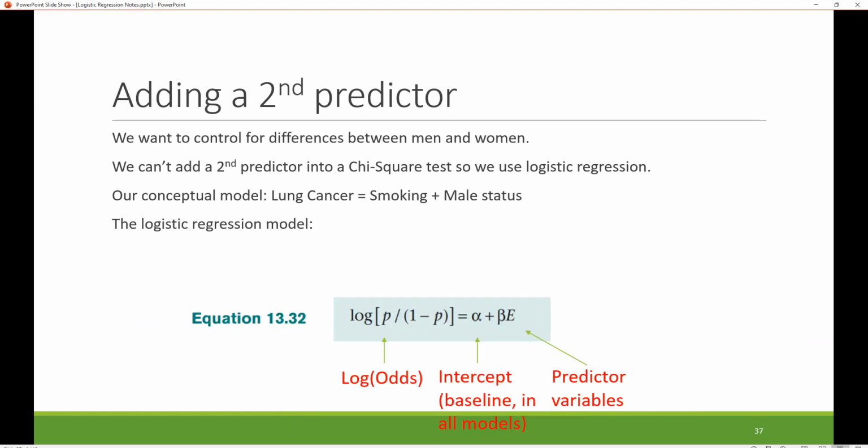With logistic regression, we can add in a second predictor. We want to control for differences between men and women.